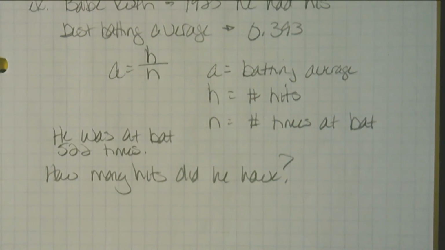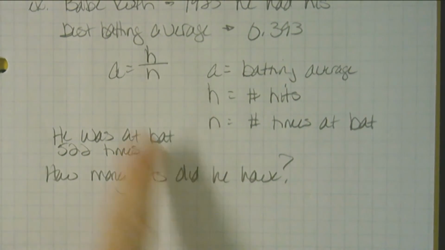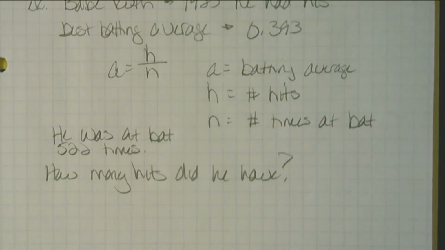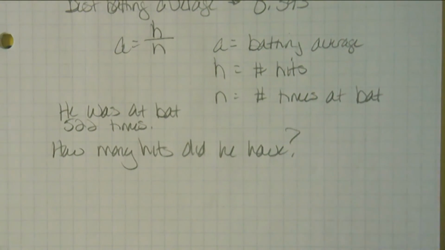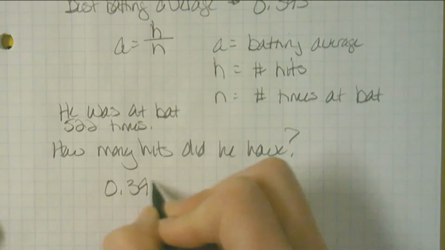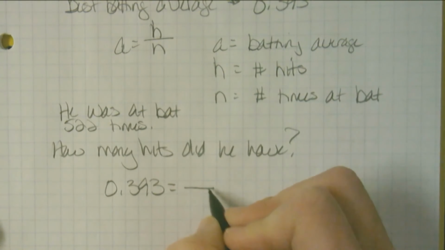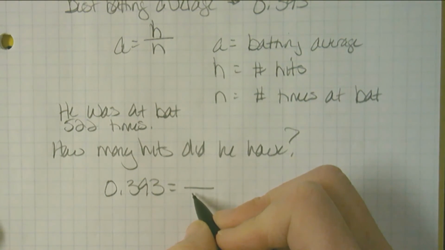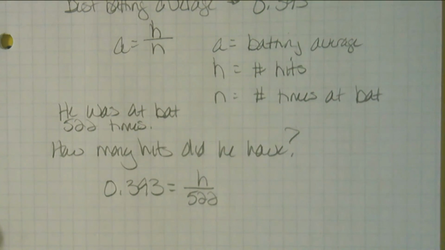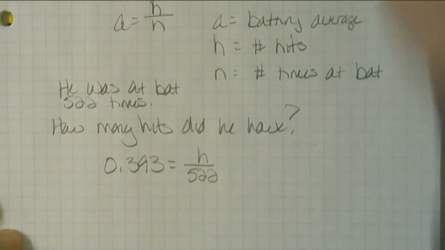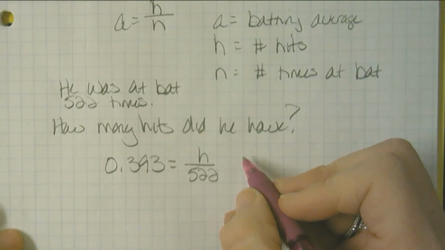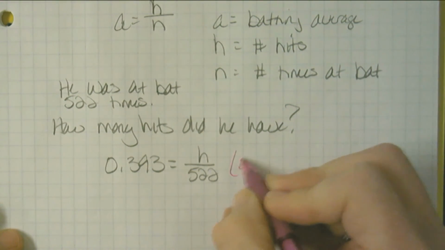Somebody substitute our values in for the variables. So A is our batting average, H is our number of hits, N is our number of times at bat. Somebody substitute those in. Alex? Okay. Excellent. And then I'm going to leave H there, right? All right. Someone tell me, how do I solve this now? Morgan? Excellent.